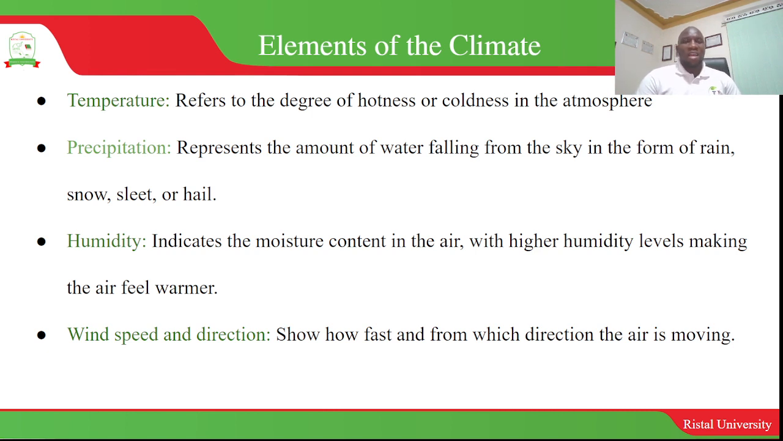So the elements of the climate, the things that really constitute the climate. We usually look at the temperature, which is the degree of hotness and coldness in the atmosphere. Of course, we measure temperature using thermometers. And then precipitation, which basically refers to the amount of water falling from the sky. This does not only refer to rain, but this can also refer to snow, sleet, and hailstorms. So when we talk about precipitation, we talk about the way water falls from the sky. It can be liquid in terms of rainwater, or it can be solid in terms of snow.